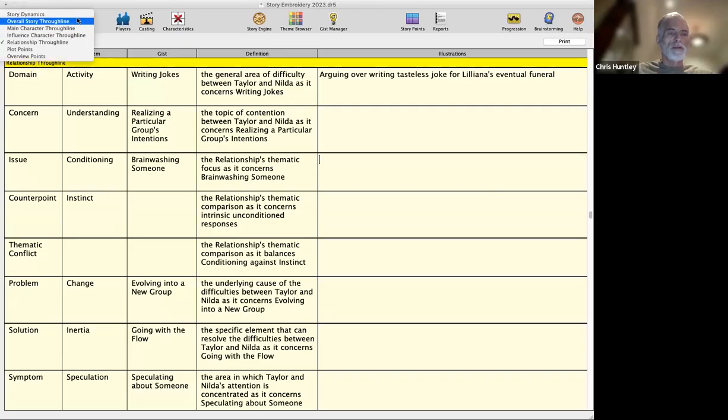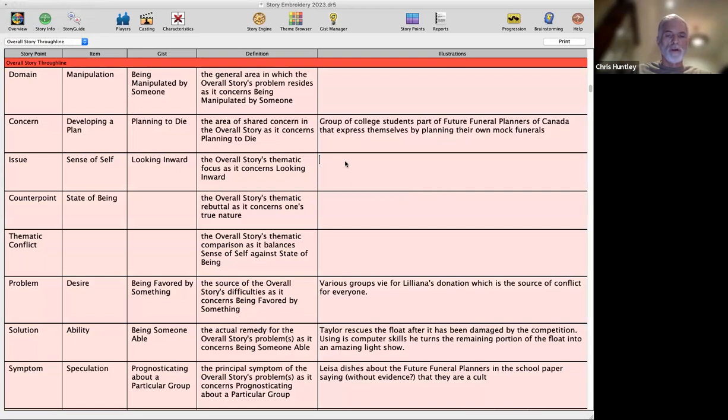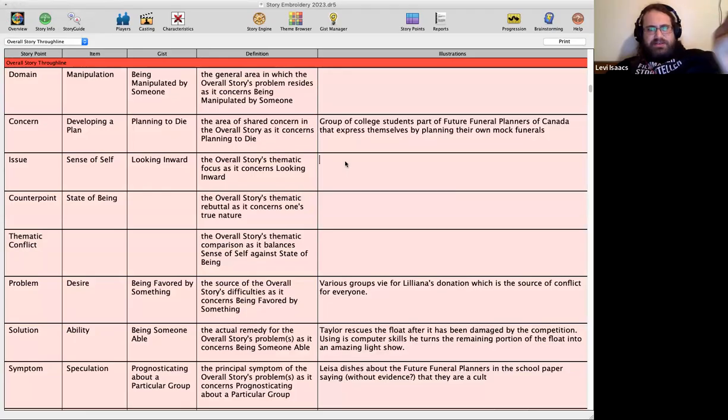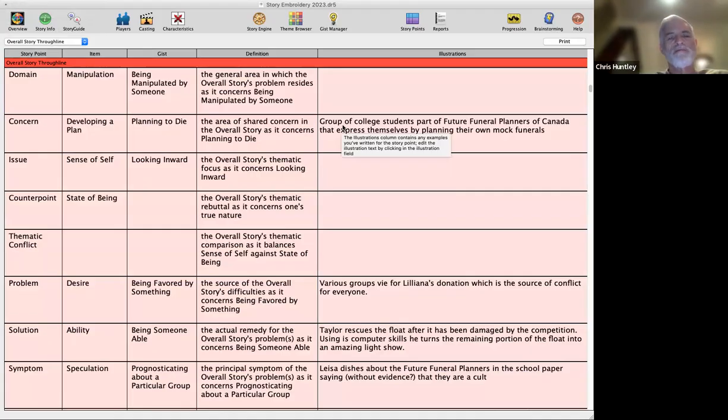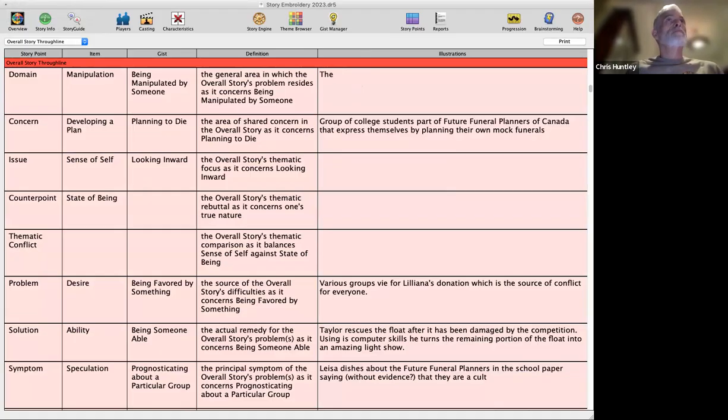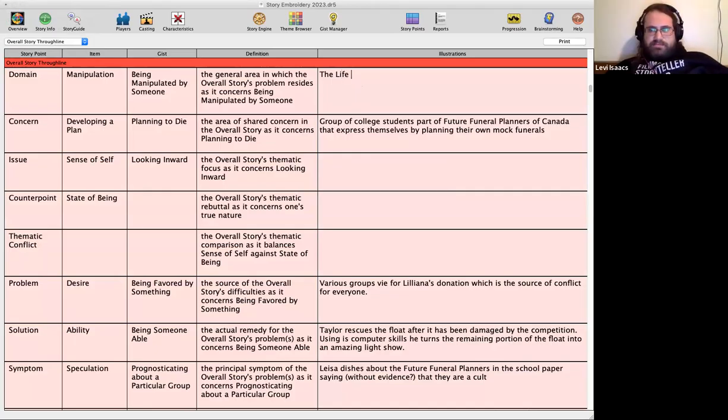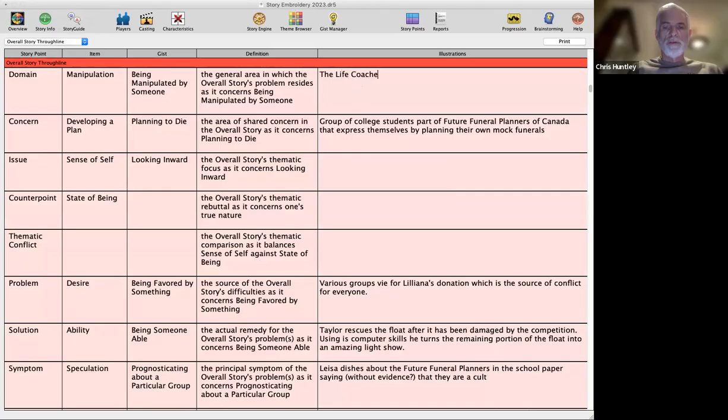Let me look at the OS and see what issue it would be, looking inward. That's a completely different topic. So I was thinking maybe that's just the manipulation, being manipulated by someone. Yeah, that's a lot closer. So the life coaches manipulate the donors and school administration.